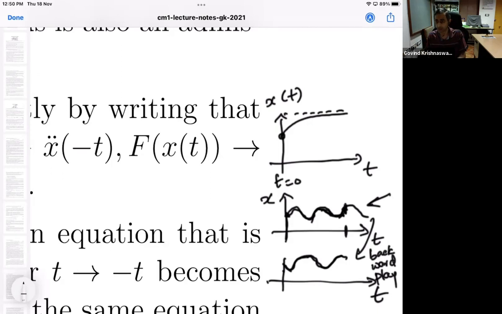But yes, so Romit, you are right. I would have to start the movie at some time when it is possible to play it backwards. Otherwise there's nothing to play backwards. Is that okay, Romit?